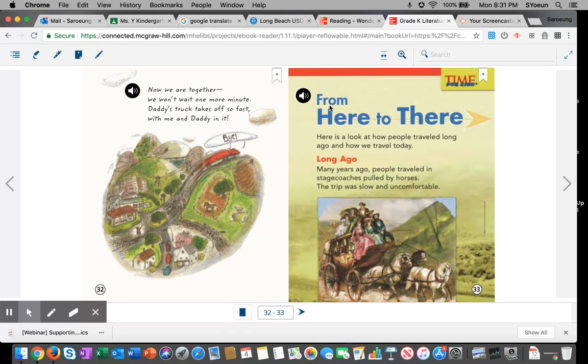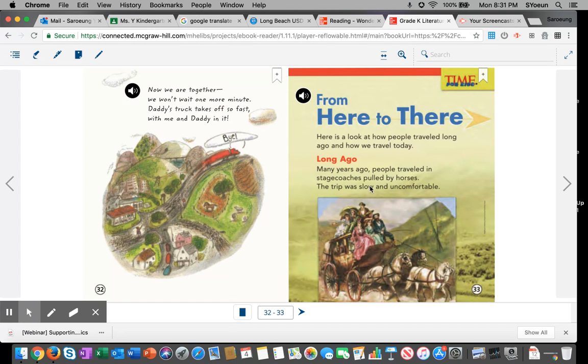So again, the title is called From Here to There. Here's a look at how people traveled long ago and how we travel today. Here's the heading called Long Ago. So boys and girls, the heading actually will tell us what we're going to read next in an informational text. So long ago. Many years ago, people traveled in stagecoaches pulled by horses.